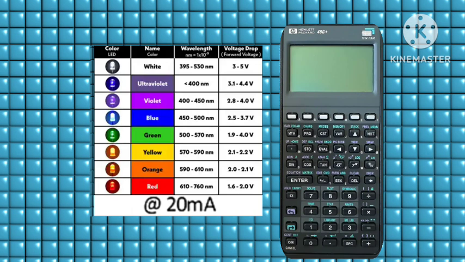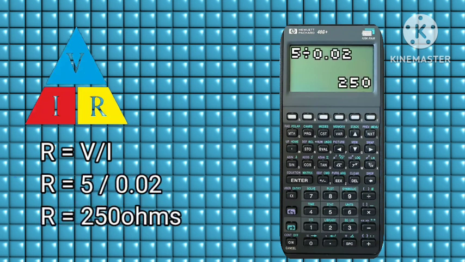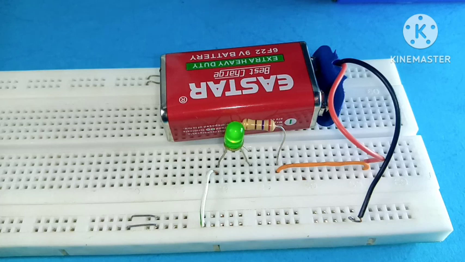From its details, we have that the voltage drop is around 4 volts. 9 volts subtract 4 volts and we are left with 5 volts. So 5 volts divided by 20 milliamps of current, we are left with 250 ohms. So we need a 250 ohms resistor. And we can see now that our LED is brighter.